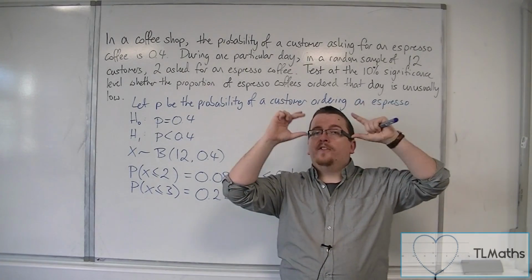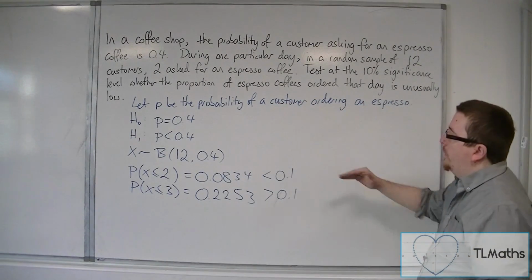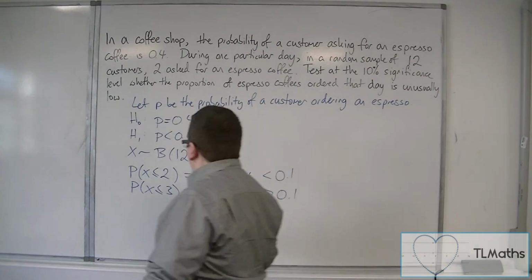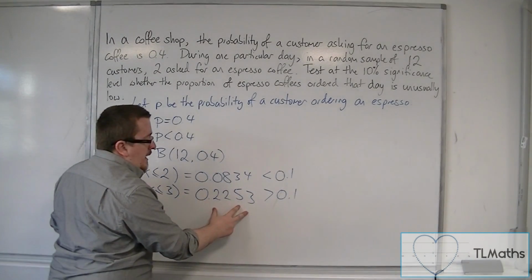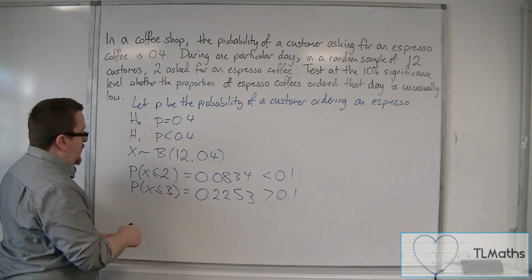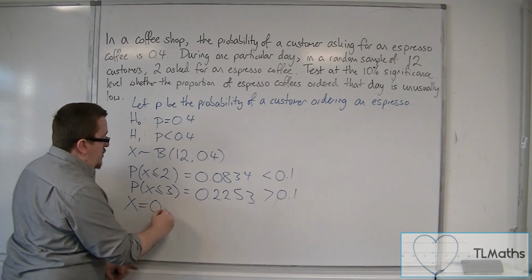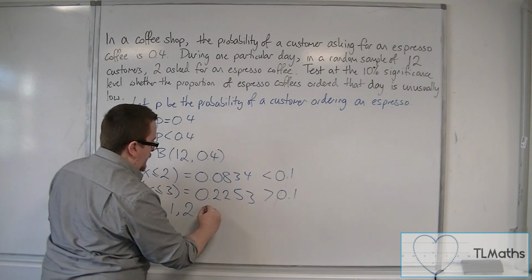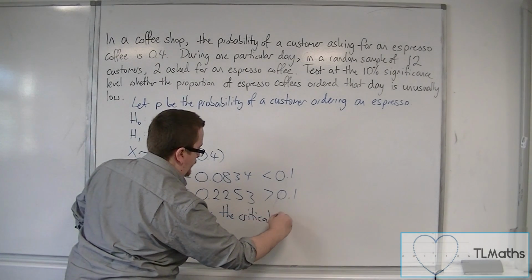It is the values of x that are within that 10% significance level boundary. 3 is not, because 3 gives us a probability that is over the significance level. So the critical region is x equal to 0, 1 and 2. That's our critical region.